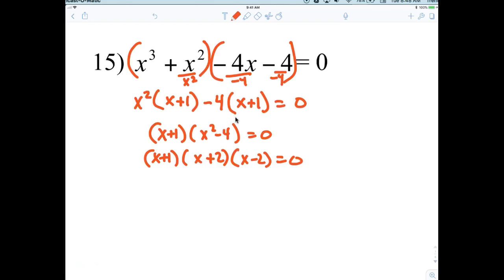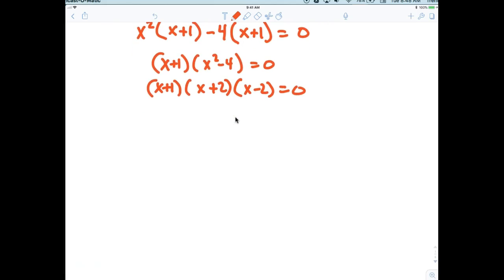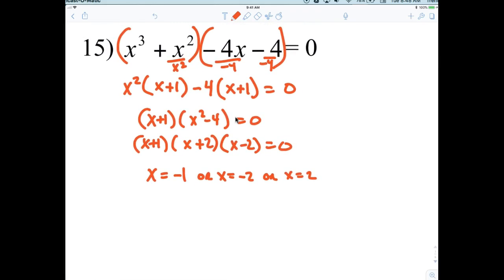Now, do you see it has 3 factors? Therefore, you can see the 3 what? Solutions. All right? So your 3 solutions are x equals -1, or x equals -2, or x equals positive 2. Now, what does that mean? That means if I plug in -1, what am I going to get? If I plug in -2, if I plug in 2, those are the only 3 numbers that if you substitute them in will give you a 0.